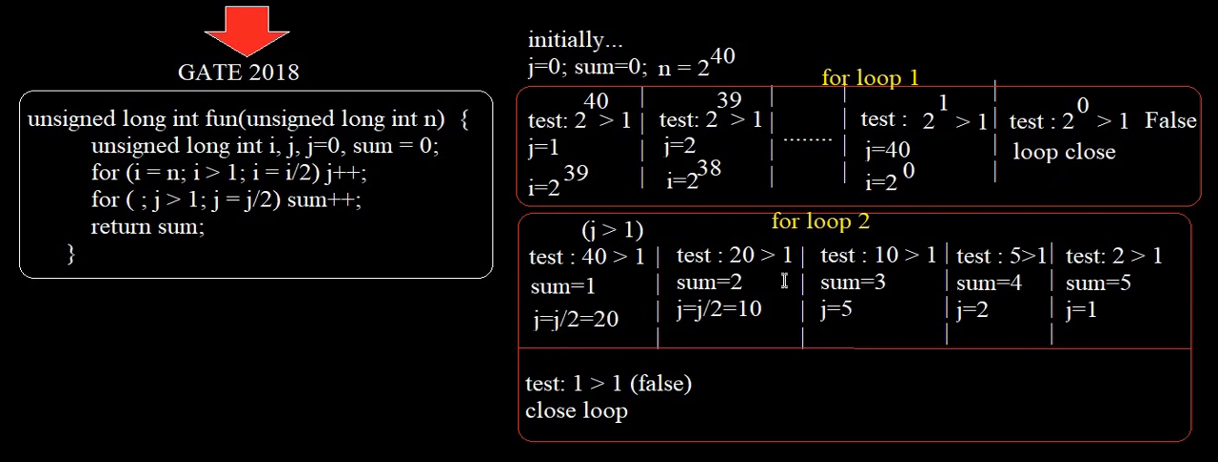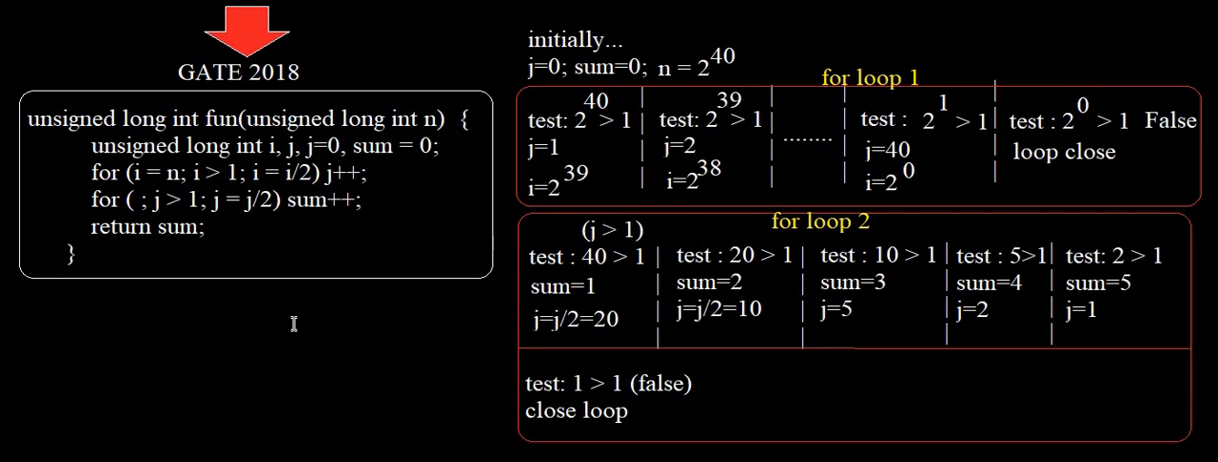Now come here to for loop 2. Now you need to test the condition j is greater than 1. Yes, 40 is greater than 1, and sum has to be incremented because sum was previously 0. Incremented, sum equals 1, and we need to divide j by 2. It gives me 20. In the next loop, test the condition: 20 is greater than 1. Yes, correct. Increment sum, and again j is 10. Test the condition, sum is 3, j is 5, and continuously go through the for loop. In the last condition we need to close the loop after getting a sum of 5. Okay, so return sum, which is 5.